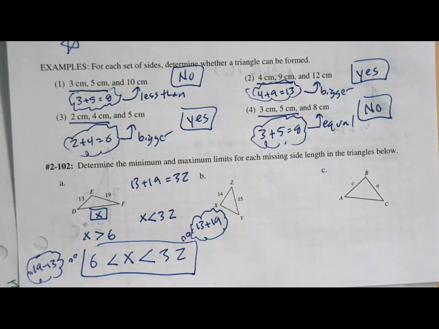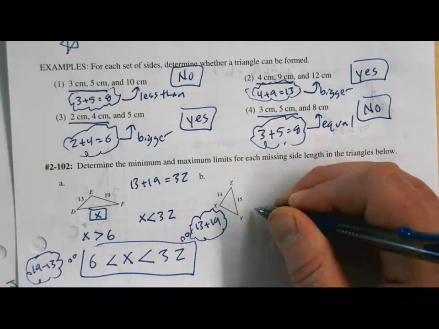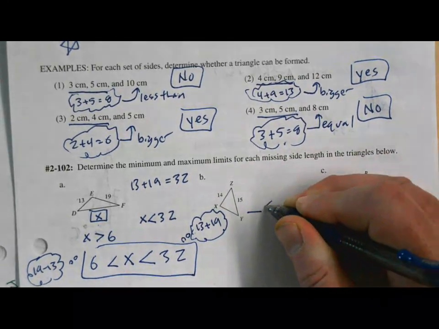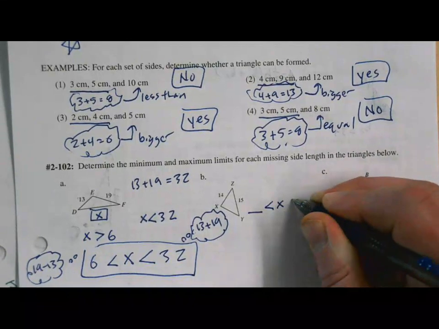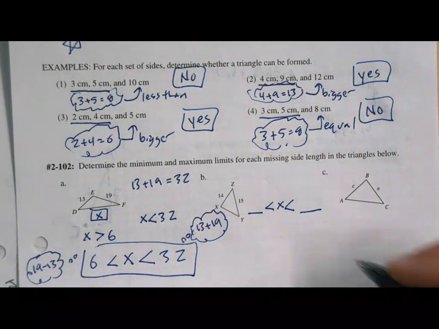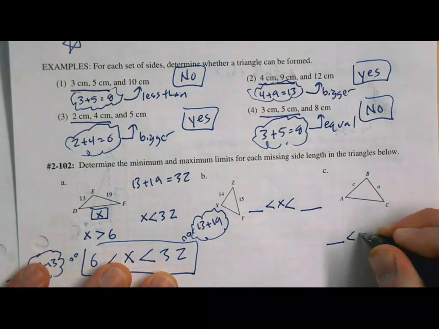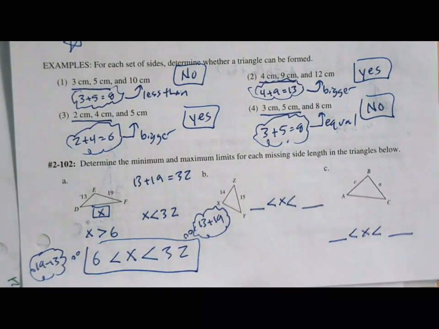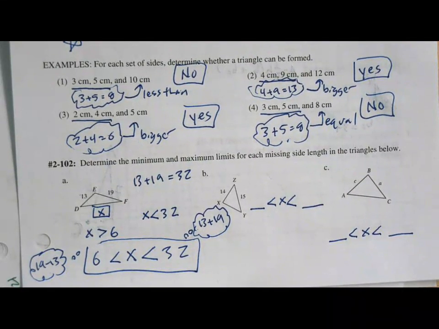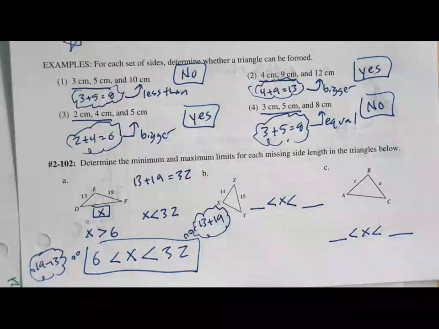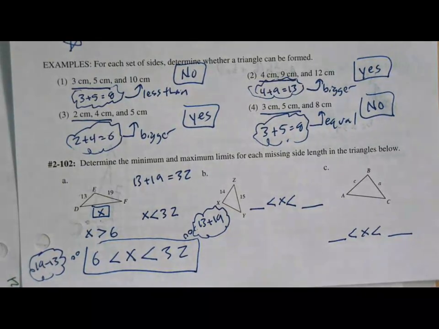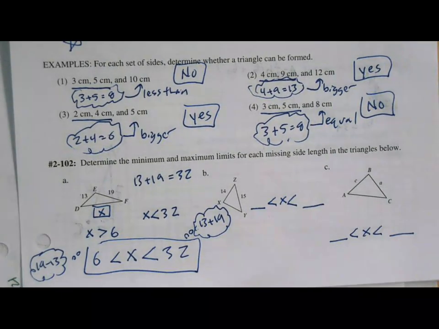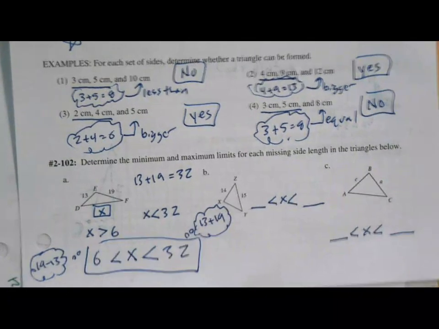Could you guys use a similar logic to give me a range of values for x, for our missing sides for this one and for this one? If these triangles were made out of rubber bands, or at least if that missing side was made out of a rubber band, what's the shortest we could make that side, and what's the longest we could make that side? I'm not looking for answers right now. Just write them down.